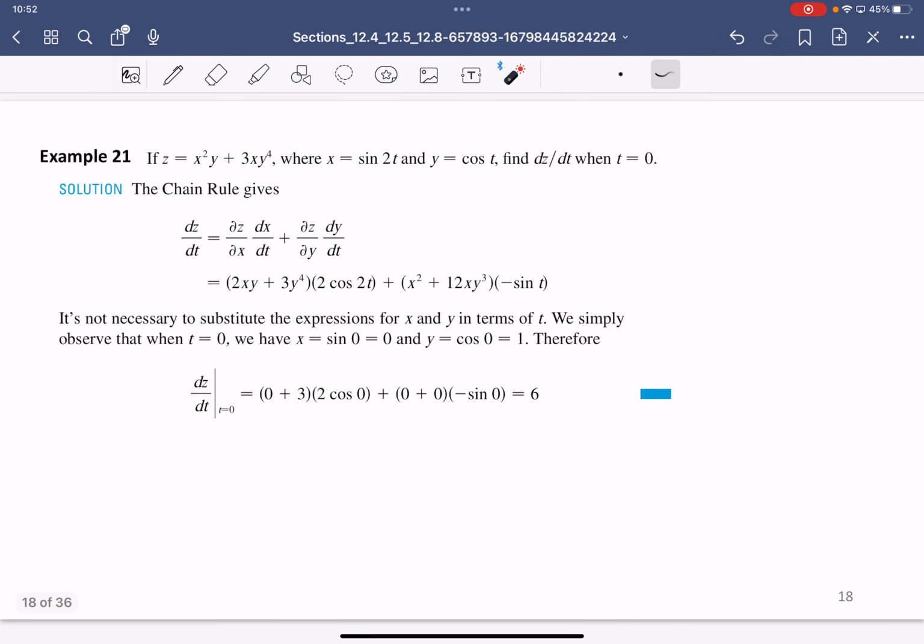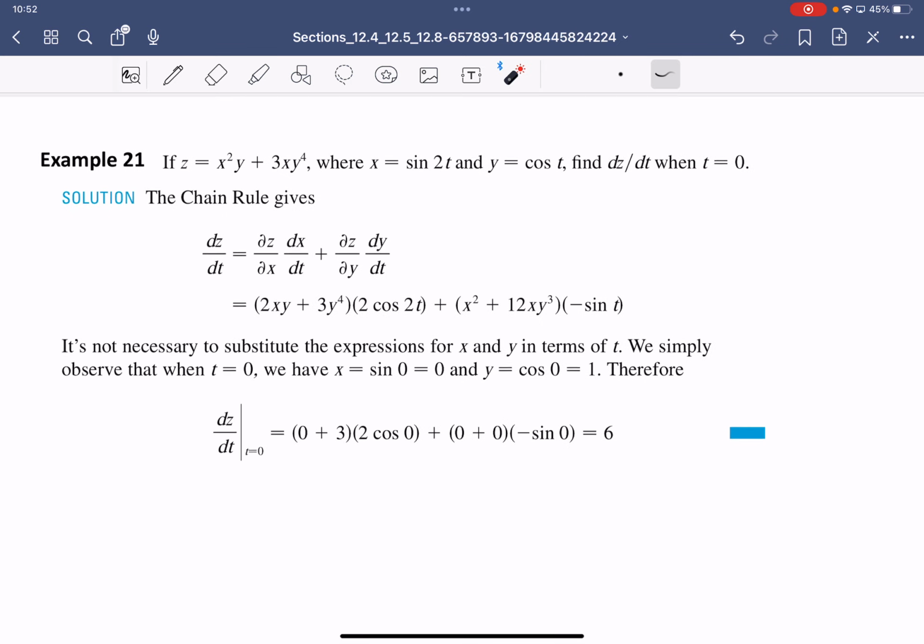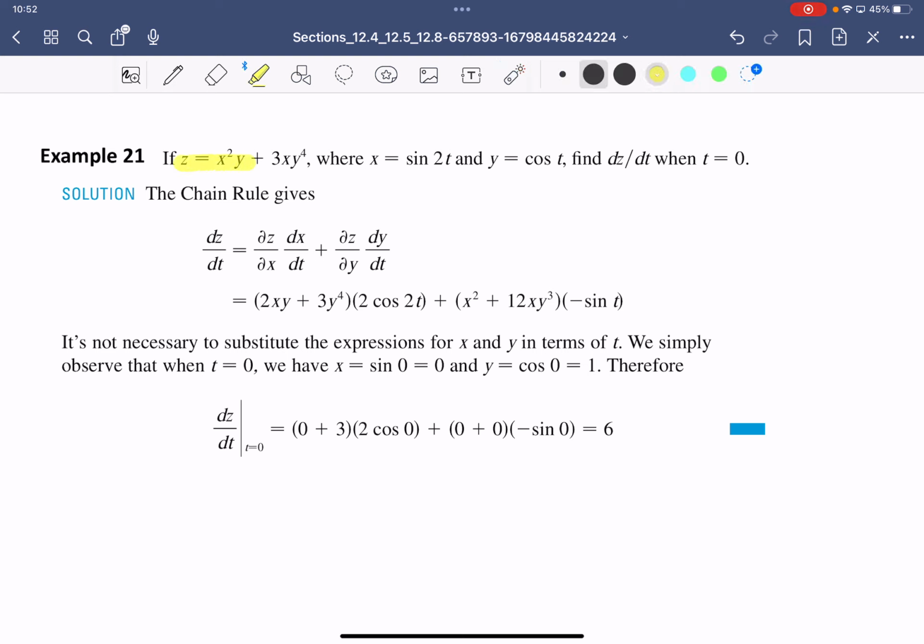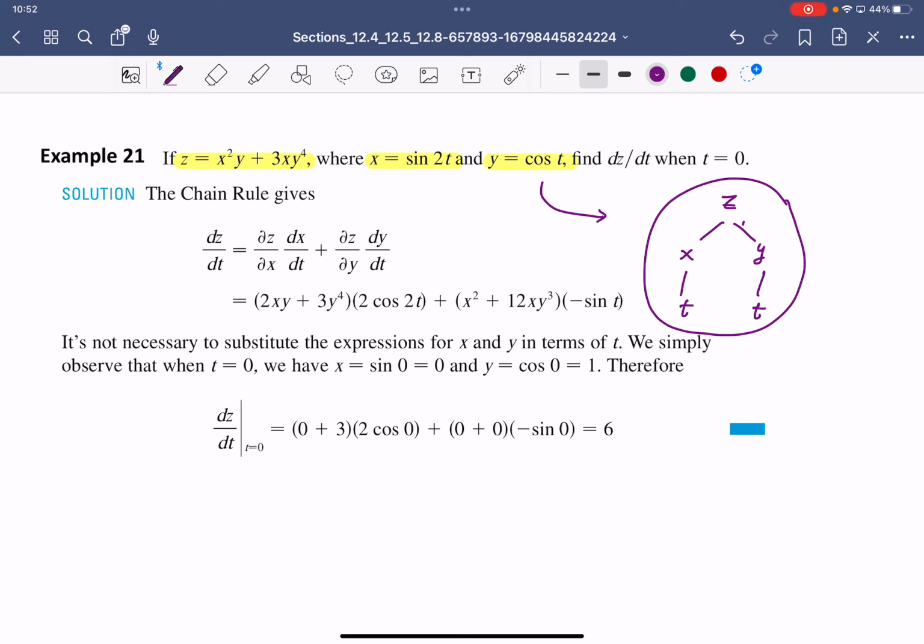So for example, let's take a look at this example. Let's suppose that you have c equal to this, and then x equal to sine 2t, y equal to cosine t. So when you actually do the question, you're going to imagine that c is a function of x and y, x is a function of t, y is a function of t. So this is actually the chain.